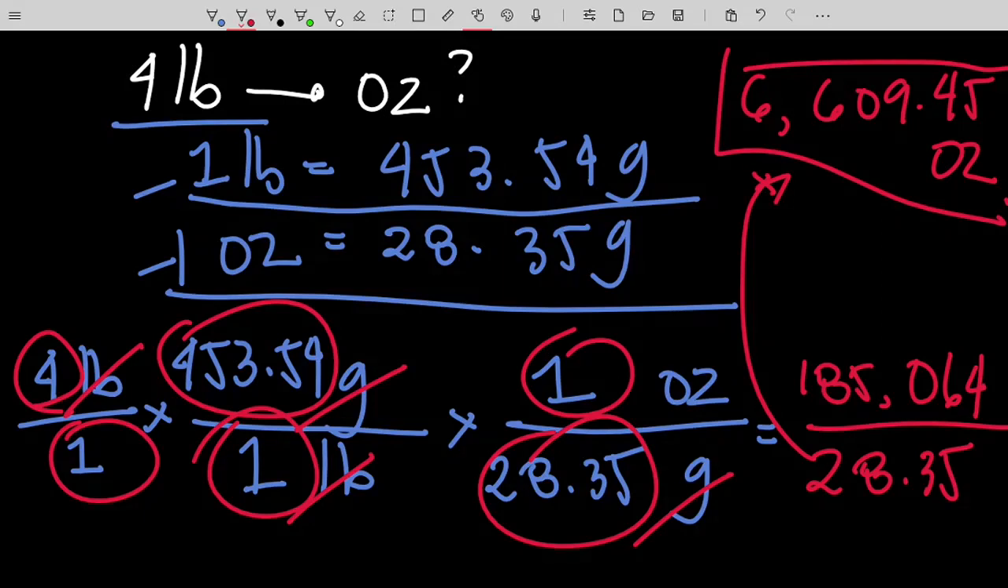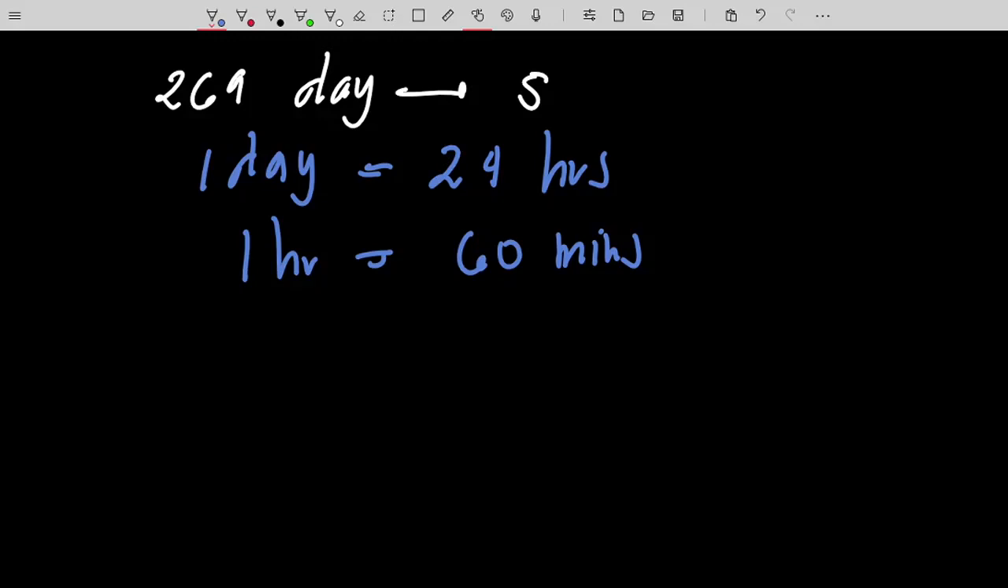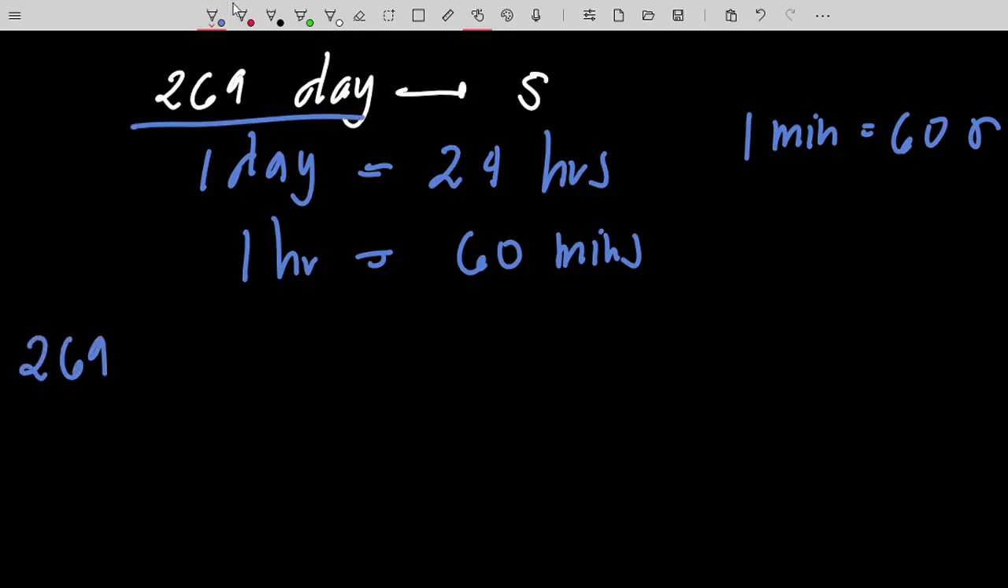Now let's try to have another example for the unit of time. Now I want you to convert 269 days into seconds. Now, first thing to do, of course, find the nearest conversion factor. Now we know that in 1 day we have 24 hours. And in 1 hour we actually have 60 minutes. And in 1 minute we have 60 seconds. Now, applying the rule, first bring down the given, which is actually your 269. Now, 269 days over 1 times next the conversion factor.